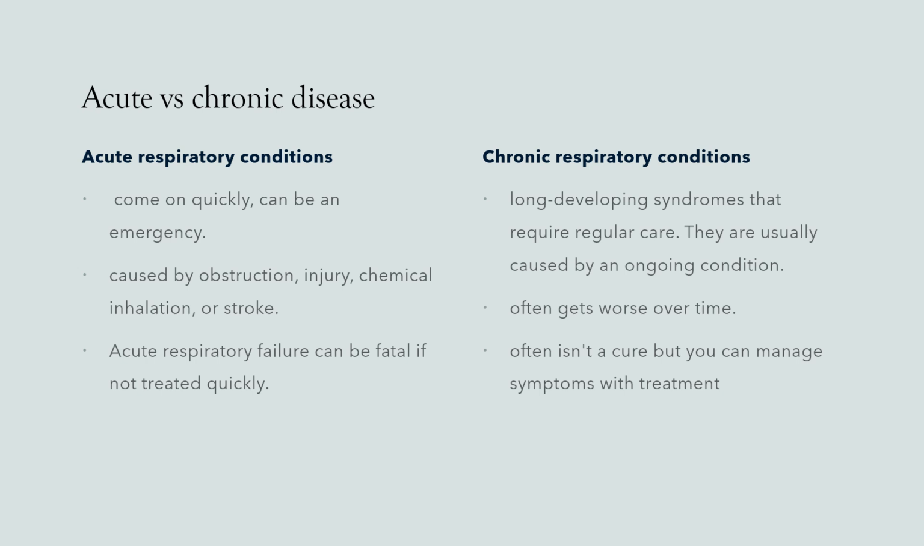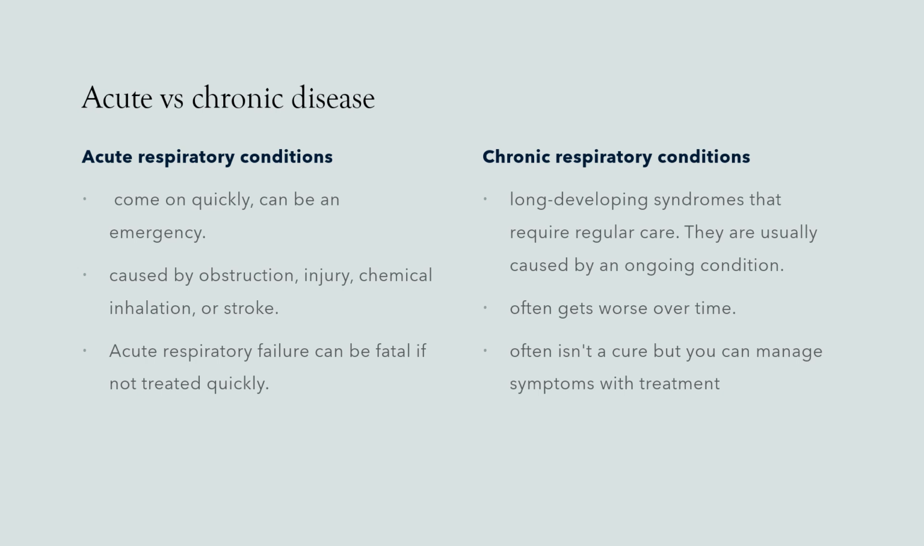And we also type pulmonary diseases as acute versus chronic. Acute respiratory conditions come on quickly, often caused by obstruction, injury, chemical inhalation, or stroke, and can go on to acute respiratory failure, which can be fatal.